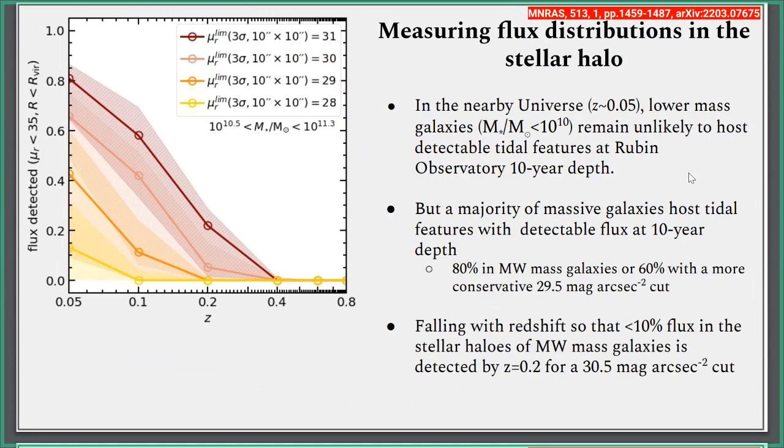So if we go to a redshift of 2 with this 30.5 magnitude per square arc second flux, this is going to fall to about 10% of these Milky Way mass galaxies having detectable tidal features.